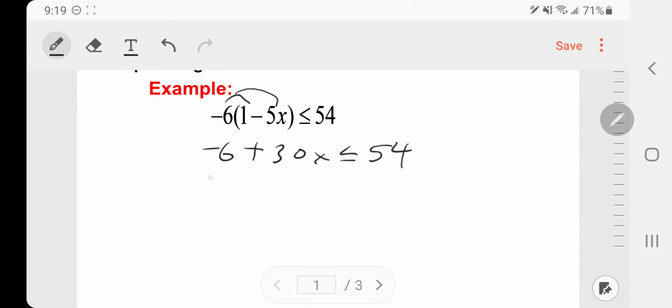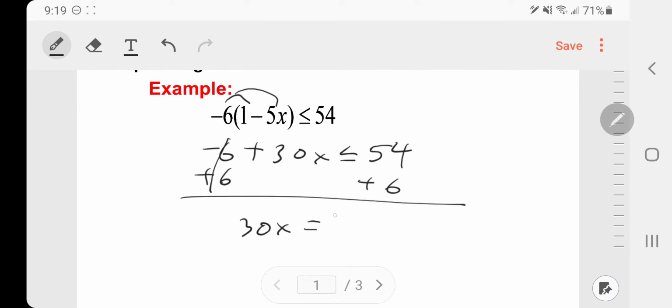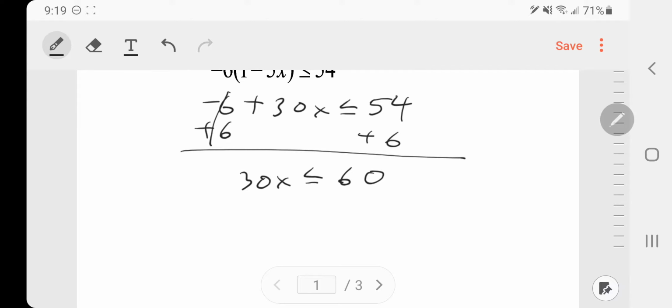I want to get my x by itself, so I'm going to start moving everything to the other side. I'm going to add 6 on both sides to get rid of that. So now I get 30x, and it's going to be less than or equal to 60. And then I'm going to divide by 30 on both sides, and I get x is less than or equal to 2.